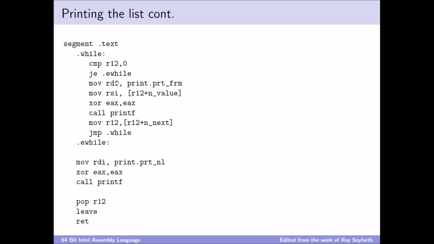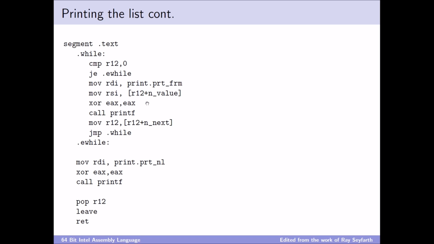I'm going to move that into RDI, and I'm then going to move the current value of my current node into RSI. Now remember, R12 contains a pointer to the current node, and by adding the offset of n_value, we are now accessing the part of that struct which contains the value that the node itself stores. So it could be the value 3 or 7 or something along those lines. That value is then moved into RSI.